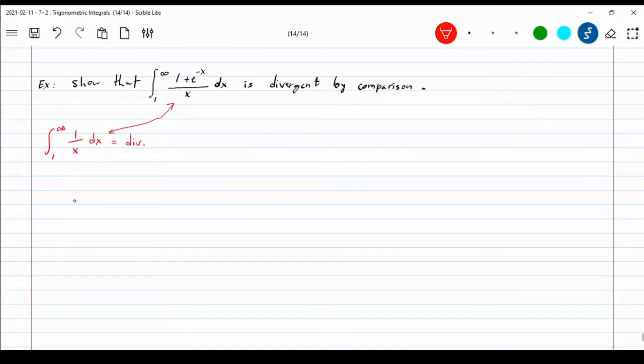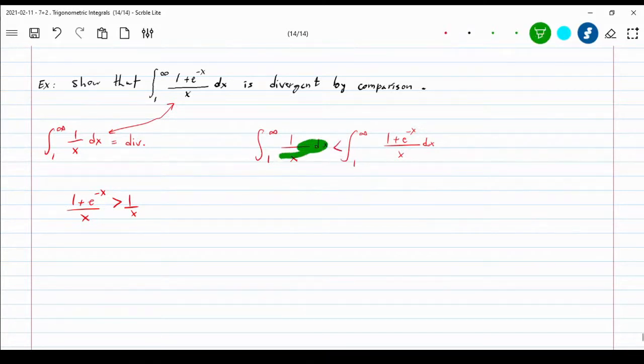And if you look at the numerator, 1 plus e to the power negative x is always greater than 1. That means if I divide both sides by x, this is still greater than 1 over x. So if I'm comparing the two integrals, the integral from 1 to infinity of 1 over x dx is less than the integral from 1 to infinity of 1 plus e to the power negative x over x dx. Not equal, less than. What do I know about this integral?